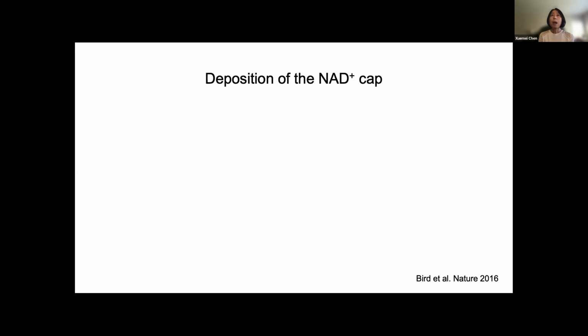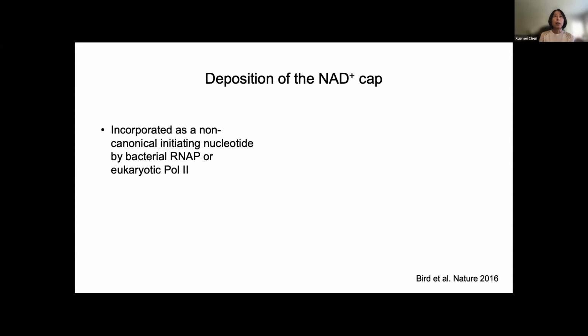So how is the RNA NAD cap deposited onto RNA? And with respect to this, I think the best known mechanism is actually in E. coli. So in bacteria, it's known that NAD can be deposited onto RNA by RNA polymerase during transcription. So NAD is actually used as the first nucleotide during transcription initiation. And in vitro, eukaryotic Pol2, yeast Pol2 can do this as well.